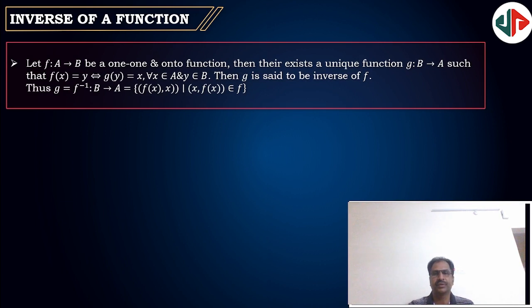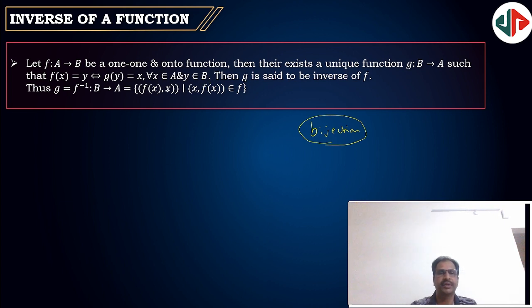Next, inverse of a function. For a function to have an inverse, the first basic condition is it should be a bijection. If a function is not a bijection, it doesn't have an inverse. So remember, the basic condition for a function to have an inverse is it should be a bijection, or one-one and onto.